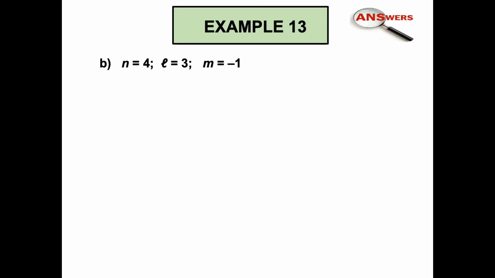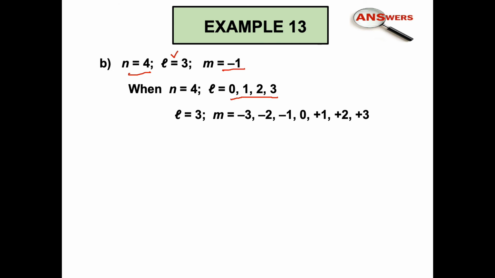For part B, the combination given is N equal to 4, L equal to 3, and M equal to -1. To check whether this combination is allowed or not, we have to again try to work it out first. So you know that when N equal to 4, L must be 0, 1, 2, and 3. So that means this value of L equal to 3 is correct. And let's check for the value of M here. So we know that when L equals 3, the values for M must be from -3 to +3. So this -1 value is included within the range. That means this value is also correct. So all of this combination is allowed. So no corrections are needed.